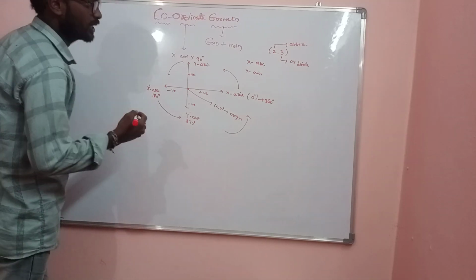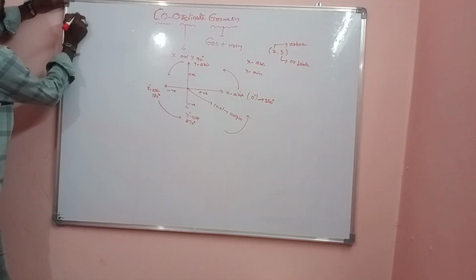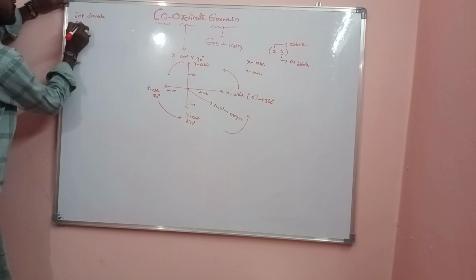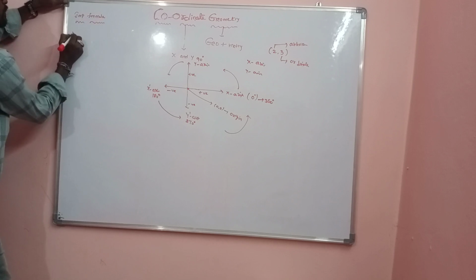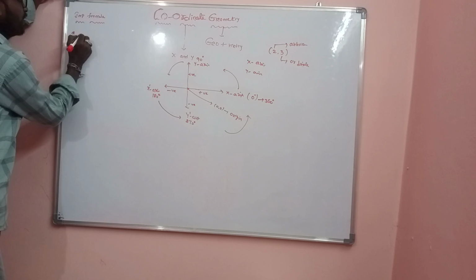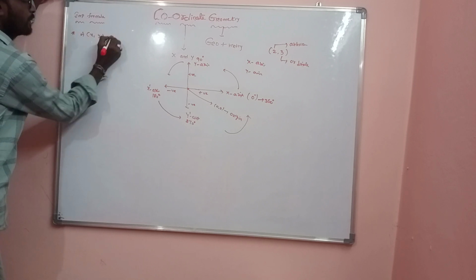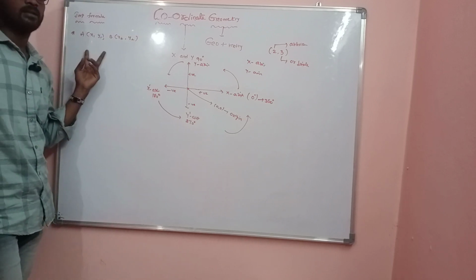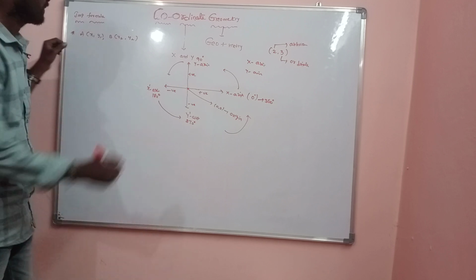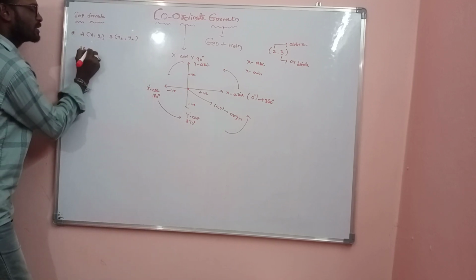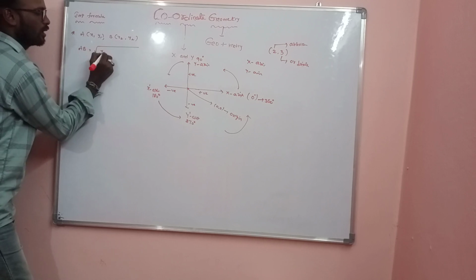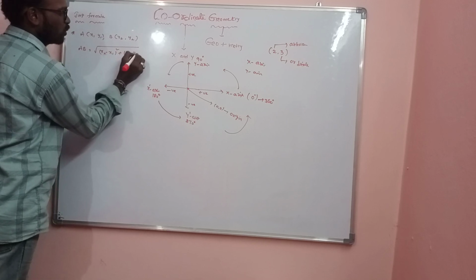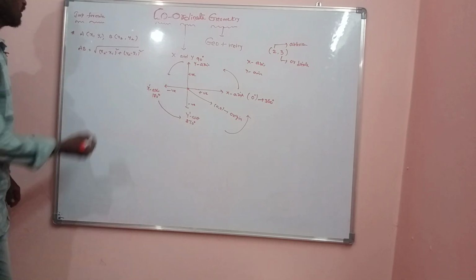Next, some important formulas we can learn. The first formula: if A is (x1, y1) and B is (x2, y2), then to find the distance between any two points, AB is equal to the square root of (x2 minus x1) whole square plus (y2 minus y1) whole square.